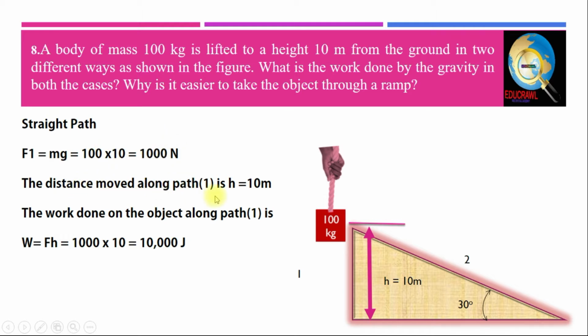Now the distance moved along the path is the height. Through the height only we are moving through the distance. So h is equal to 10 meter. So the work done we can easily find using the formula. Work done is equal to F dot dr. Here it is F into, instead of dr we have the height. Displacement is the height here. So 1000 into 10 you have got 10,000 joule. So the total work done in bringing the object along path 1 is 10,000 joule. Now we will see the second case.